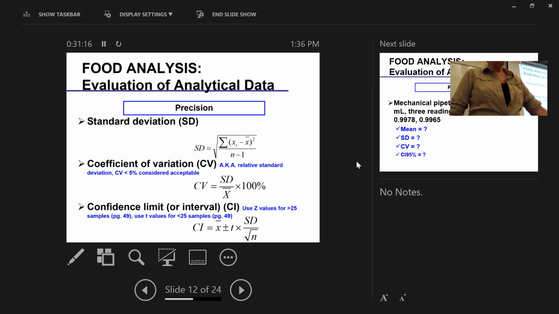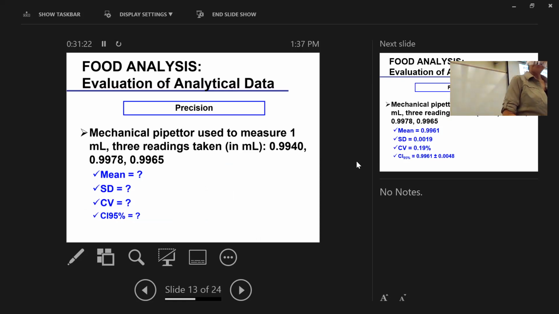So I will tell you that we have 3 minutes to do this. We need a confidence interval at 95% confidence. I'm going to tell you what the t-value is, because you have 3 replications, so it's less than 25. I'm going to use the t-value. So I'm going to go to the t-value table. Chapter 4, t-value. I swear there's a t-value in there. Here it is. Okay.